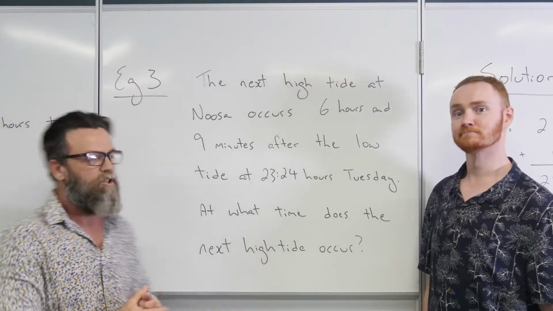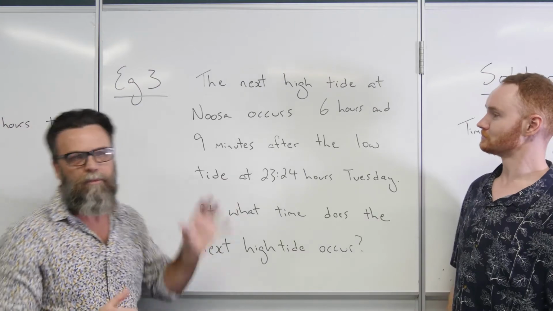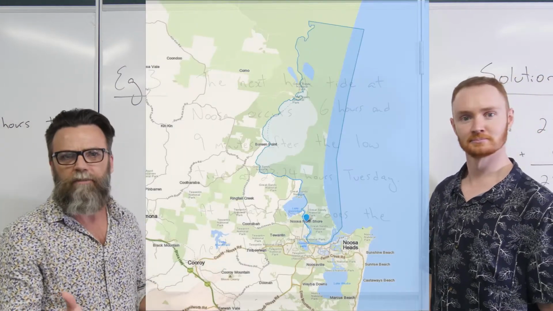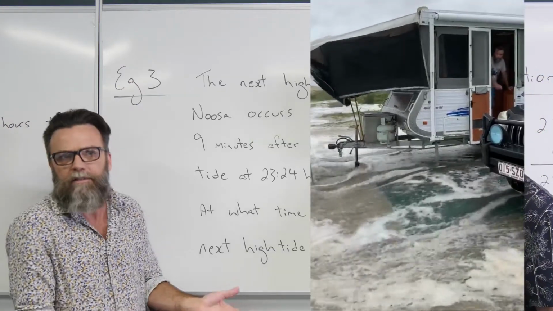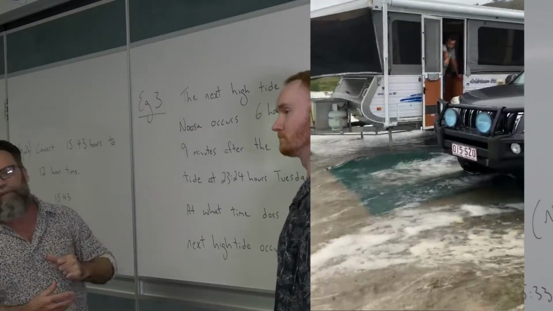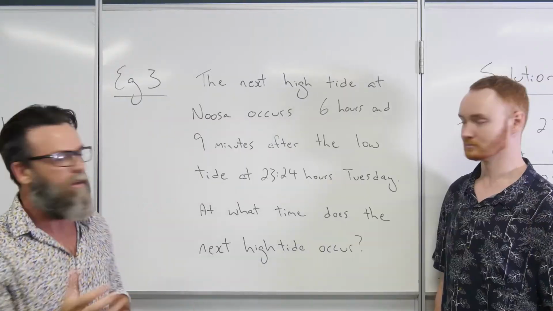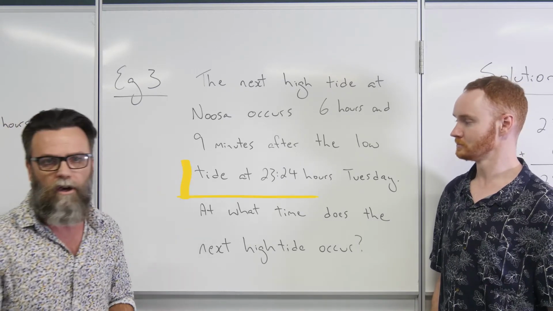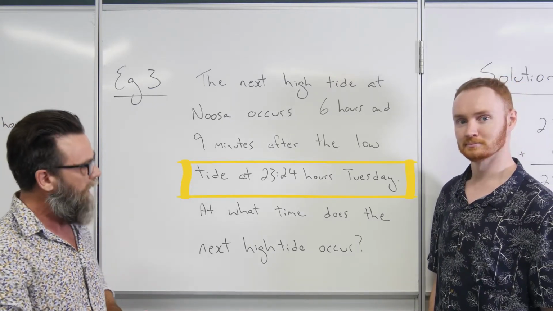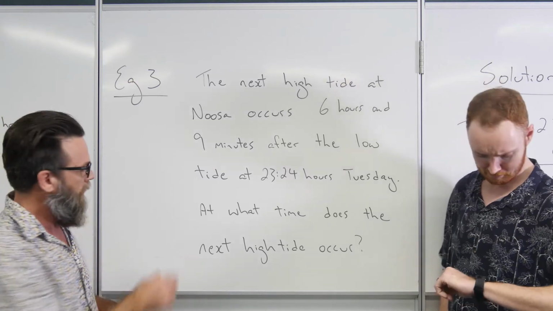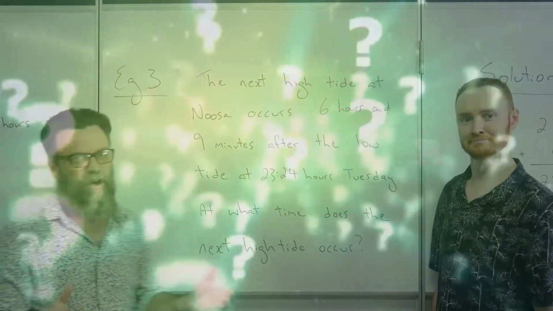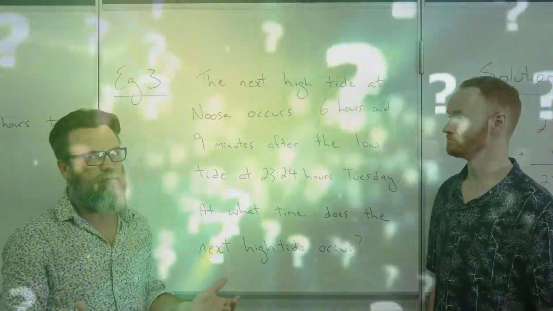The third example, ladies and gents, we're going to have a look at is if we're up the beach camping, maybe at North Shore, something like that, and there was a king tide coming in, and you wanted to know when that happened. What you did know is that it was 6 hours and 9 minutes after the current low tide, and we know the current low tide is at 23:24 hours on Tuesday. I want to know, what time does that next high tide occur?